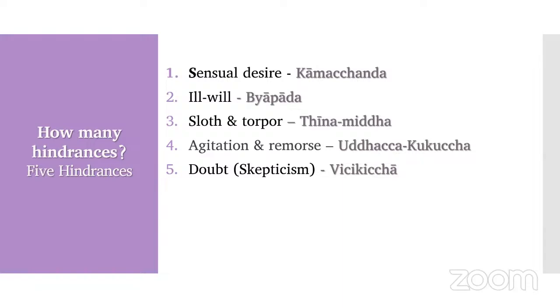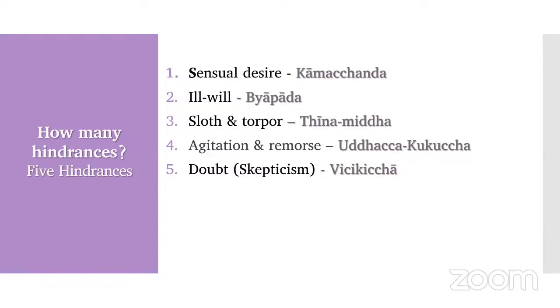The second one is ill will, that is vyapada in Pali. And sloth and torpor, the third one, that is thina. The fourth one is agitation and remorse, or we can say restlessness and remorse, called uddacha kukkucha. And the last nīvaraṇa is doubt or skepticism, that is vicikiccha in Pali.